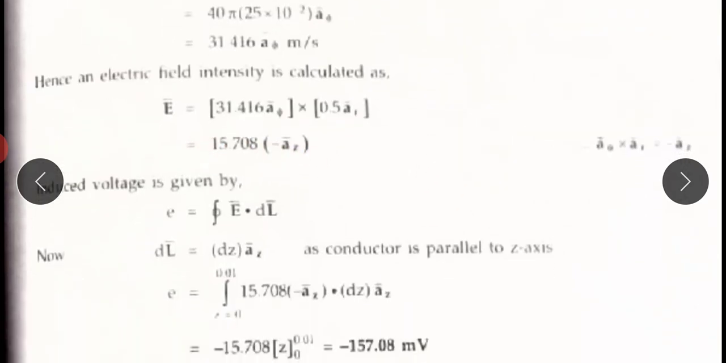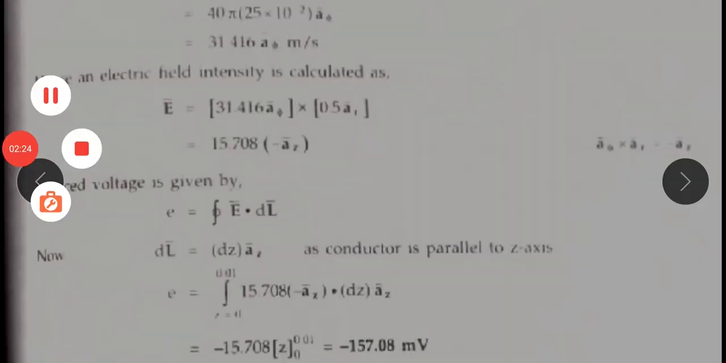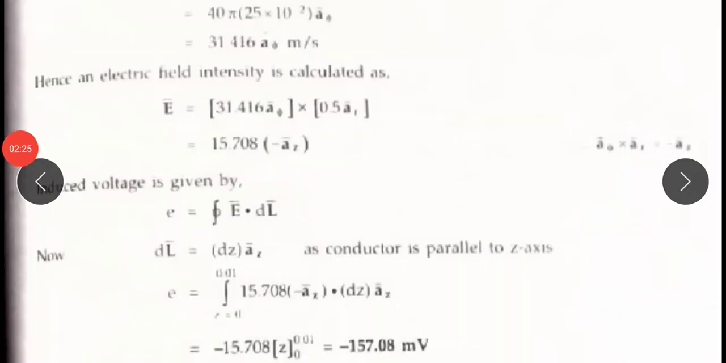Next, the induced EMF. The induced EMF E equals the closed line integral of E bar dot dl bar. Here the conductor lies on the z axis, so the differential length dl bar equals dz into aZ bar. So E equals the integral of E bar, which is 15.708 into minus aZ bar, dot dl bar equals dz into aZ bar.